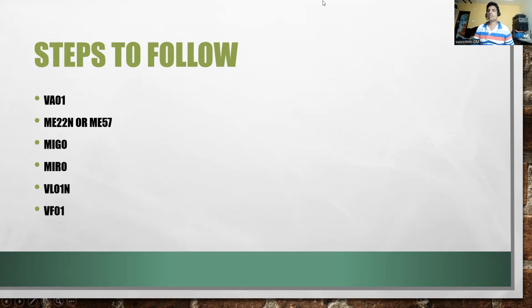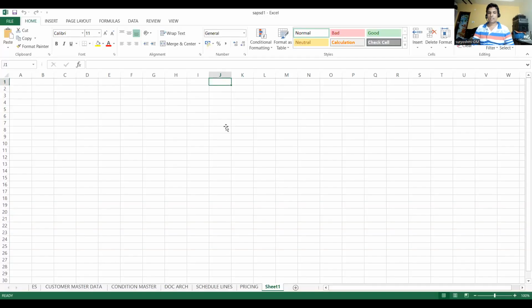What exactly is IPO? First of all, try to understand. Regularly, what happens? You create an order, you create delivery and billing. This is the standard process. For example, you have material X, and Mr. Harish is my customer. Whenever Harish orders 100 quantity, a 100 quantity delivery is created and the PGI is done, and after that billing will be done. This is the general process.